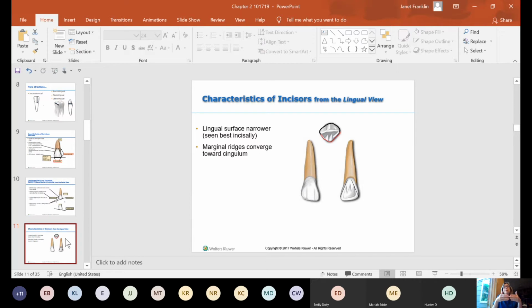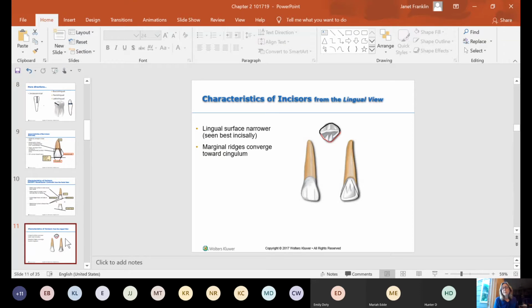If you look at your teeth in the mouth, your mouth is rounded. So the fact that the mouth is rounded, the teeth adjust for that extra space. So the lingual surface, if you measured it in general, is going to be a little bit smaller than the facial surface.